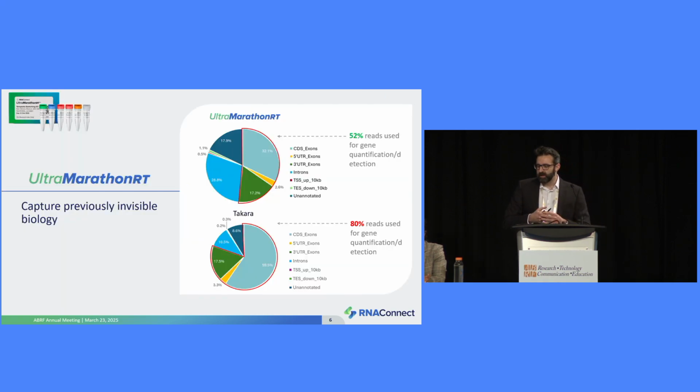We can start by looking at read distribution. If we take the total number of reads and partition them into their respective RNA gene features, we can see that traditional RT enzymes, in this case Takara and NEB, have very similar results, so I'm just showing one. They use around 80% of their total reads to identify genes, where UMRT only uses about 50%, about half of its reads, to identify genes, which means the other half can be used to discover new biology.